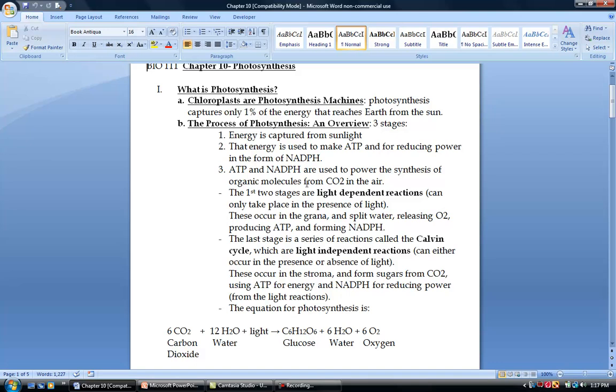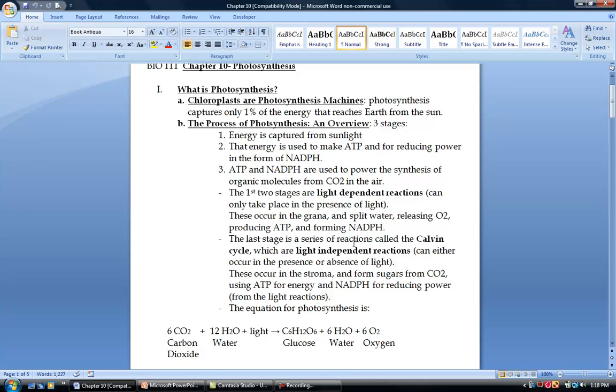So the first two stages are what we call the light reactions or light-dependent reactions. And what that means is that they have to happen when there's light present. They're going to happen in the grana, and I'll show you all this in a second. And they're going to split a water molecule to release the oxygen. And in that process, they're going to produce ATP and they're going to make NADPH.